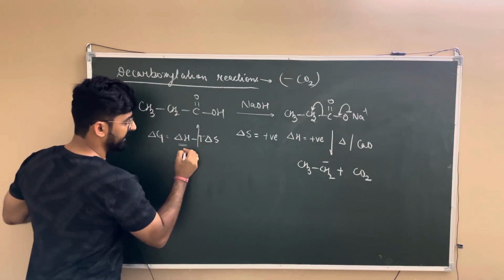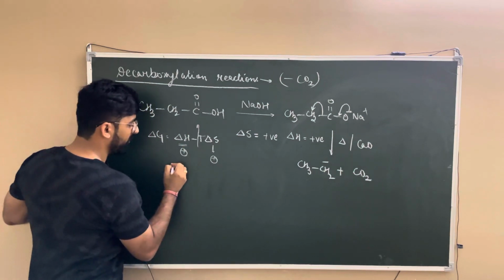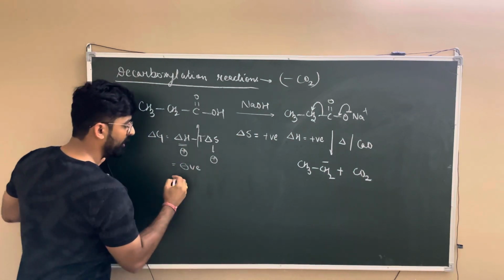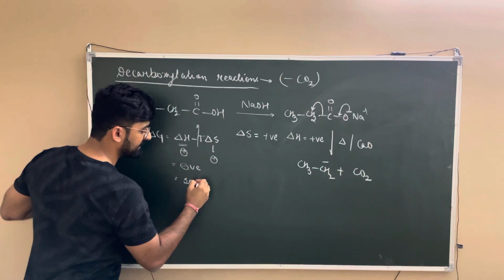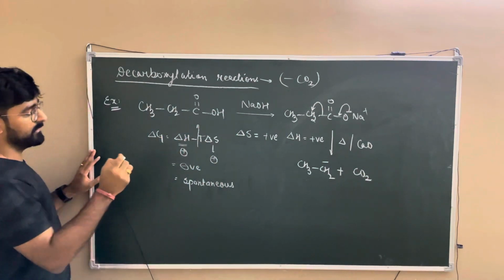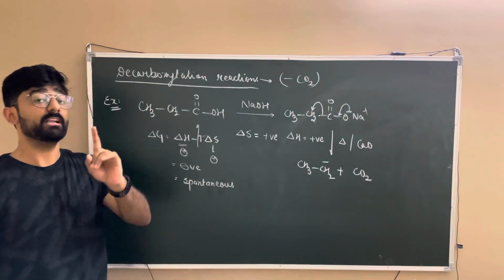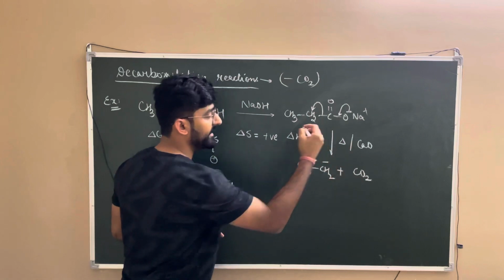Since delta H is positive, delta S is also positive. For high temperatures, overall delta G will become negative, or we can say that the process is going to become spontaneous. So this reaction would become spontaneous at high temperatures, and therefore the heat requirement.